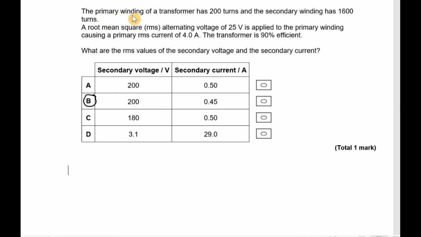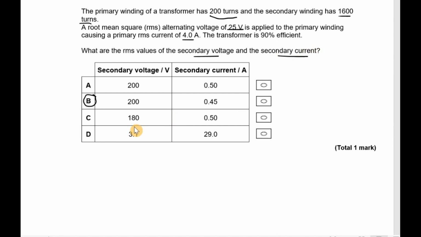So we've got a primary winding on a transformer of 200 turns and a secondary winding of 1600 turns. A root mean square alternating voltage of 25 volts is applied to the primary side, causing a primary RMS current of 4 amps. The transformer is 90% efficient. And we need to find the RMS values for the secondary voltage and for the secondary current.